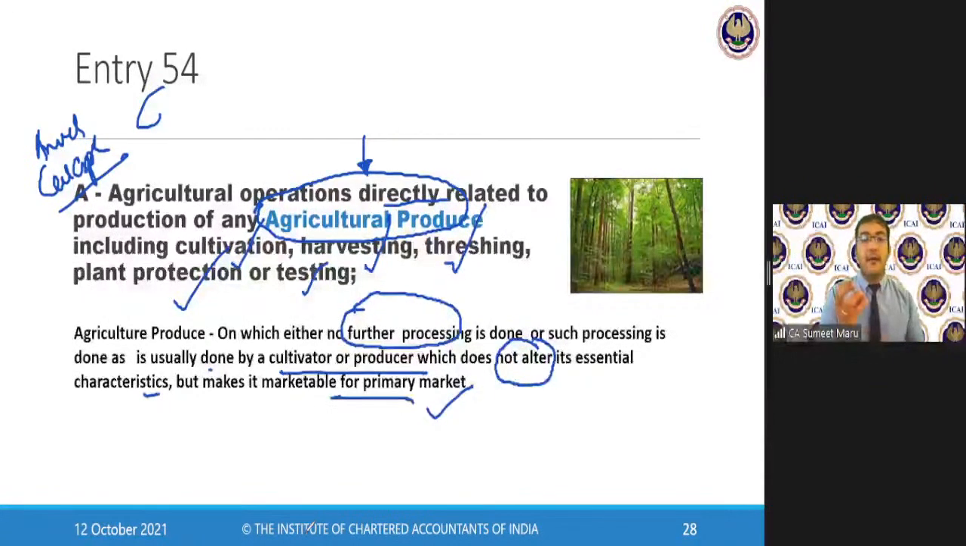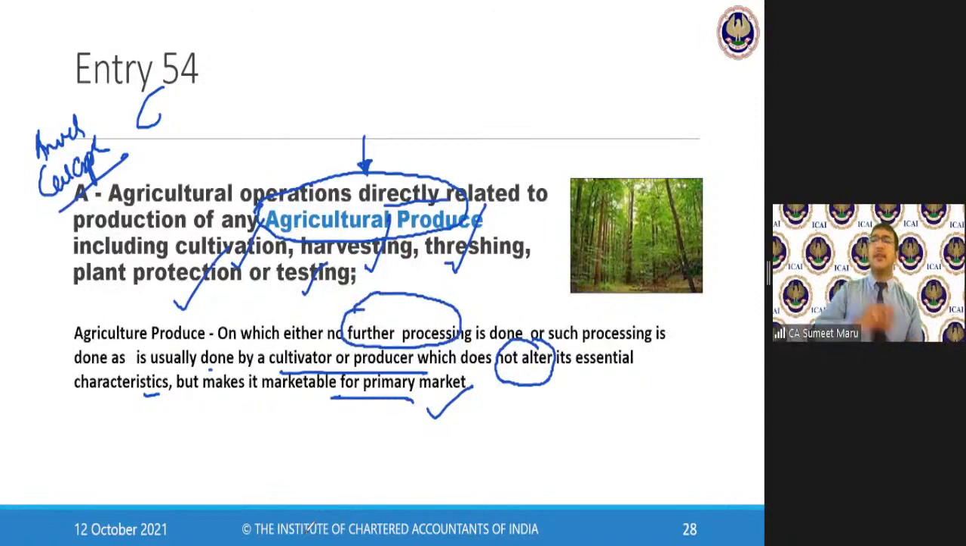Just an example, say we have made chips. Will the potato chips be considered as your agriculture produce? Absolutely no. Because you take the potato, do further processing, and then make the chips. It is not to be considered agriculture produce. Tomato ketchup, again not to be considered here. If you are doing any further processing which alters the main essential of that particular thing, where I change the potato completely into chips, then these things won't be considered agriculture produce.